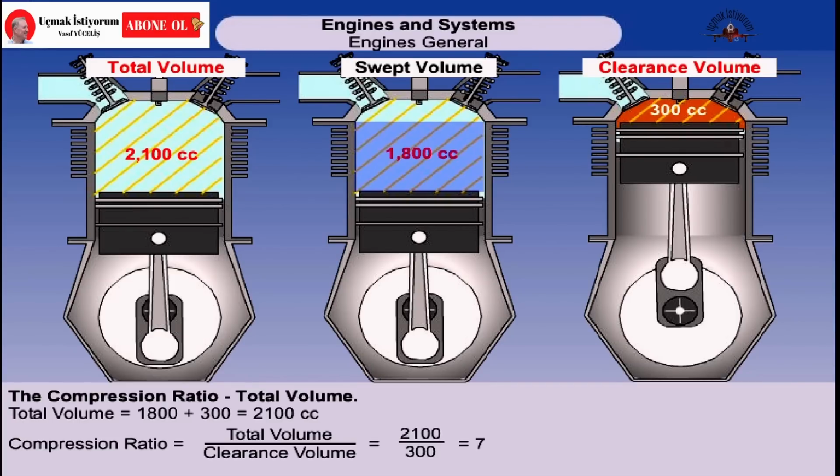Then we must divide the total volume by the clearance volume. That is 2,100 divided by 300, and the answer is 7. So the compression ratio of this engine is 7 to 1.